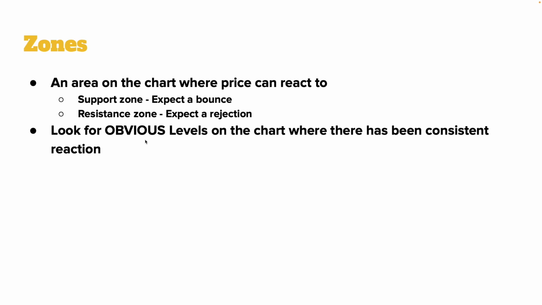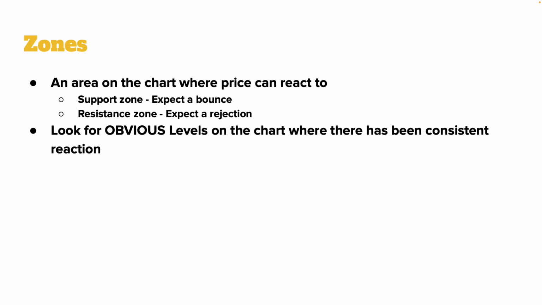So zones are your areas on the chart where price can react, right? You have your support zone, which some people call demand zone, and you could expect a bounce here. You also have your resistance zone, also called supply zone, where you could expect a rejection. However, these zones could also be used for breakout trading as well. Price could break below support and continue breaking down or break out of resistance and continue breaking out.